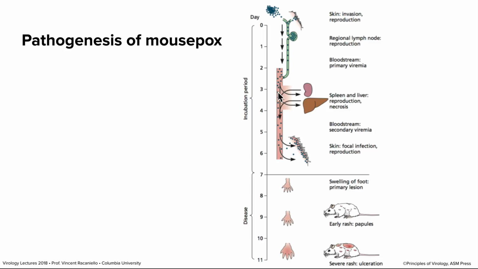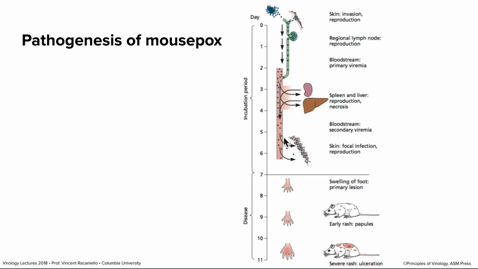So this is an example of what I meant by primary viremia. You have inoculation and local replication, in this case, in the lymph node. So now we have primary viremia, which is bringing virus to other organs, including spleen and liver. The virus replicates in those organs. The virus produced in those organs goes back into the blood. We have a secondary viremia.